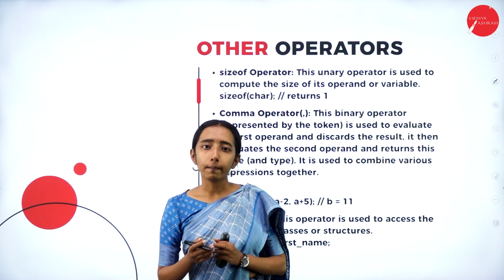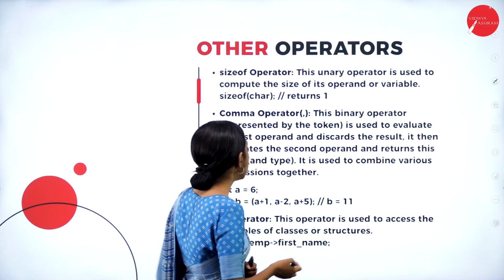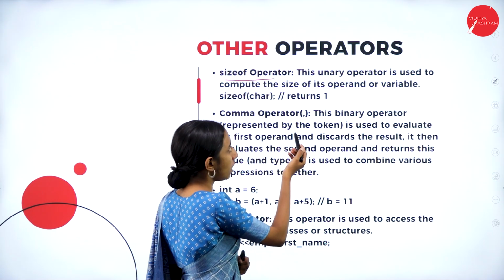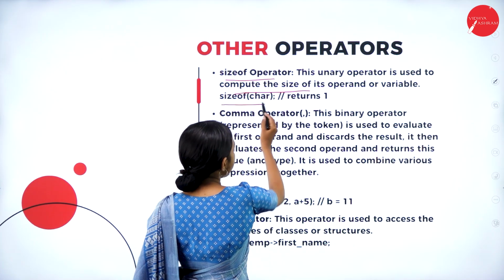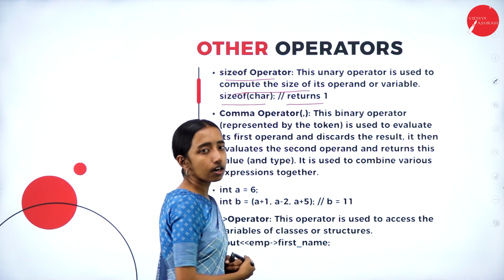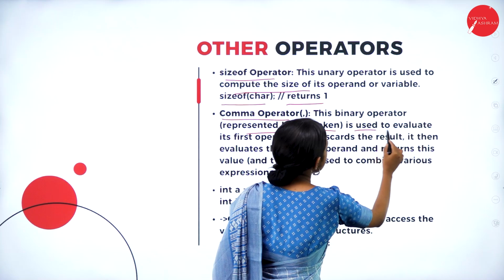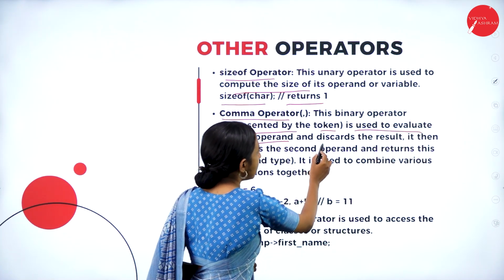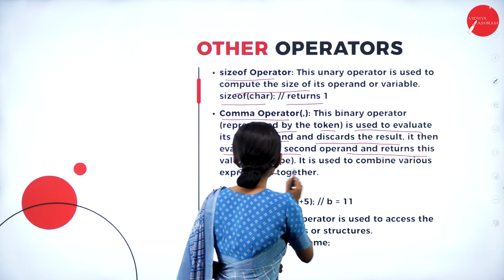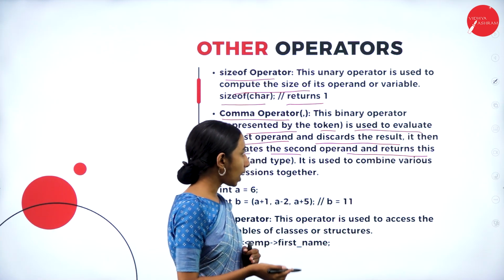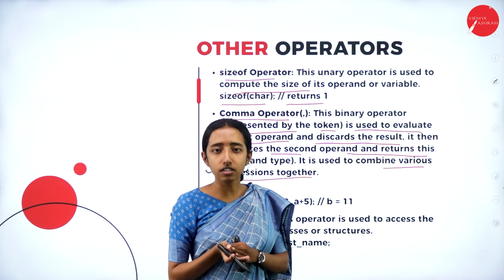So that was about the main operators that we are dealing with in the types of operators. There are other types of operators like the sizeof operator. This is a unary operator used to compute the size of its operand or a variable, like sizeof char. So it returns 1 as a value. Next, the comma operator. This is a binary operator represented by the comma token and is used to evaluate its first operand and discard the result. It then also evaluates the second operand and returns this value, which can be of any type. It is used to combine various expressions together.